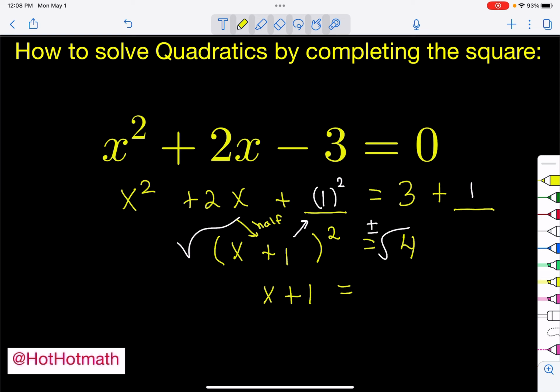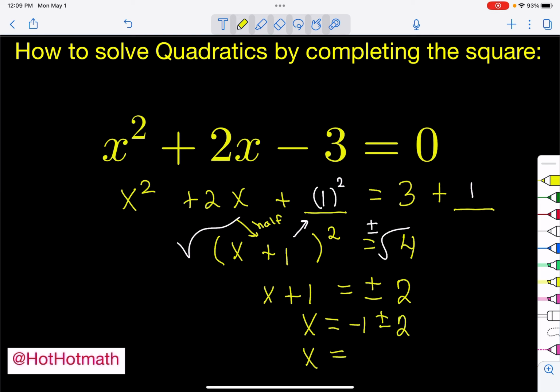When we square root the 4, it's just the square root of 4. But don't forget, the plus or minus goes in front of that. The square root of 4 is 2. Now, last step, we need this by itself, so we need to do the opposite here. We need to subtract 1, and it's going to go right there. So we're going to get x equals negative 1 plus or minus 2.